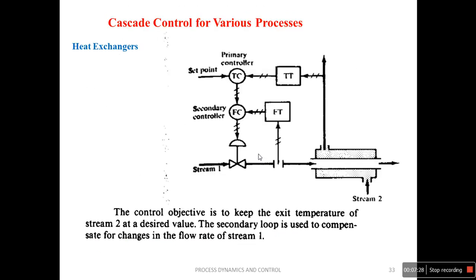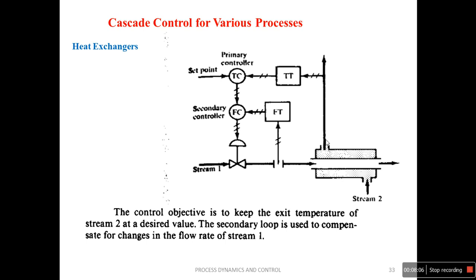Now we will observe some examples of cascade control for various other processes. First we will see, I am not going to discuss the process in detail, we are just going to concentrate on what the actual cascade control process is. Here also this is a process called heat exchanger, where our control objective is to keep the exit temperature of the steam 2. This is steam 1 and this is steam 2. The control objective is to keep the exit temperature of the steam 2 at a desired value.